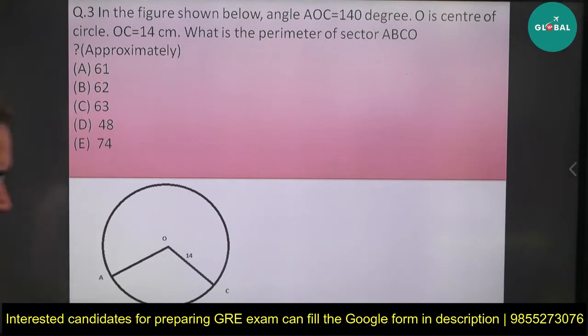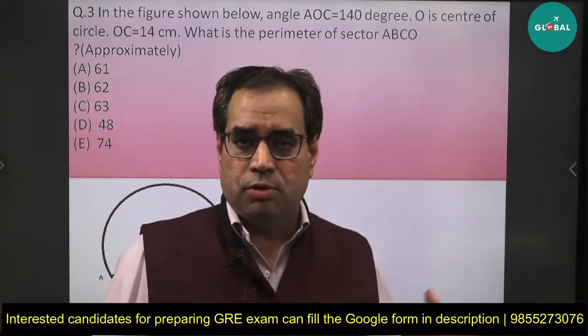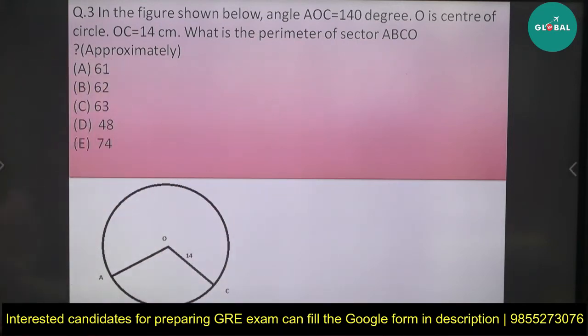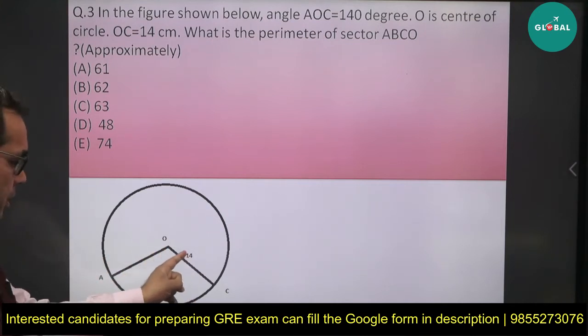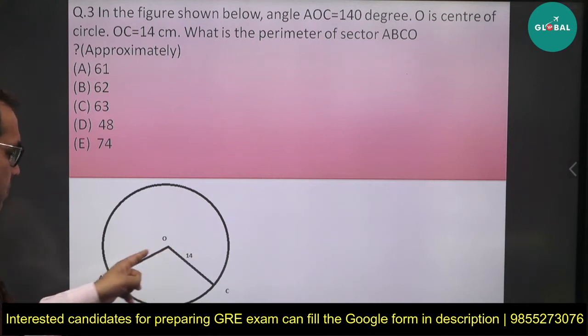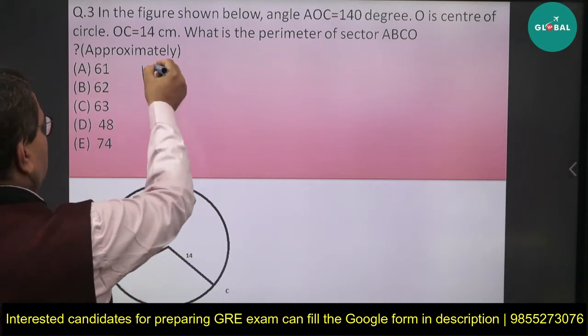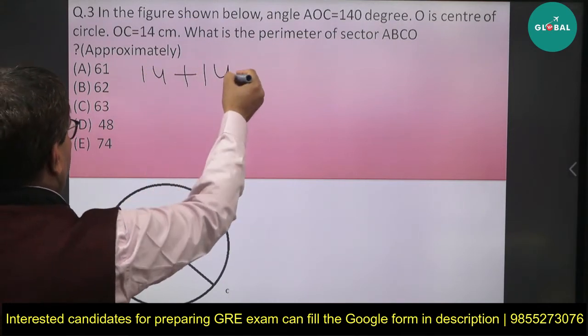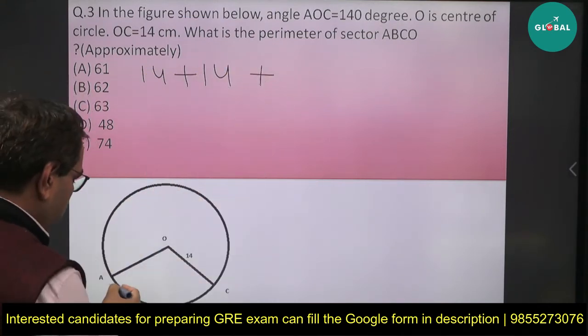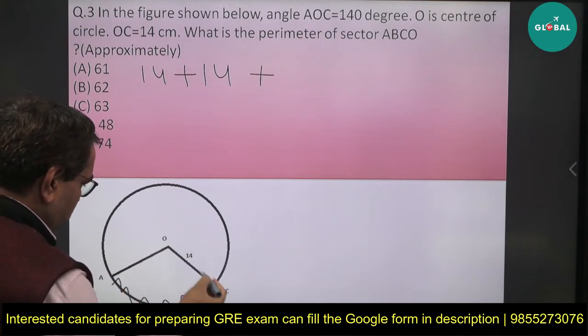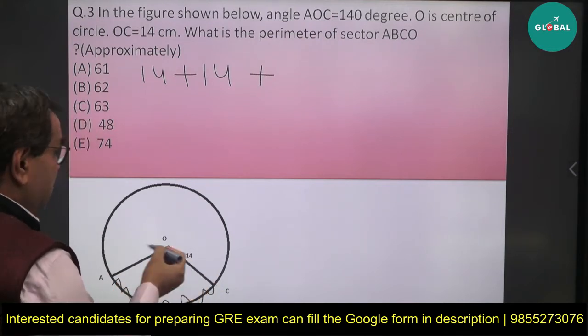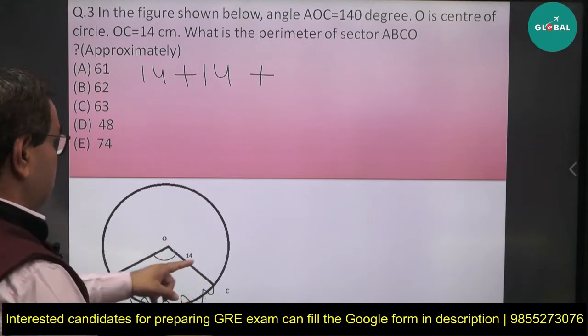Okay, so now I am going to explain the concept of this problem. They are asking the perimeter of the sector ABCO. What is the perimeter? The perimeter is this total length, right? This is the radius 14, this is also radius 14. So 14 plus 14, plus we have to compute this arc length, and this angle AOC is given as 140 degrees.